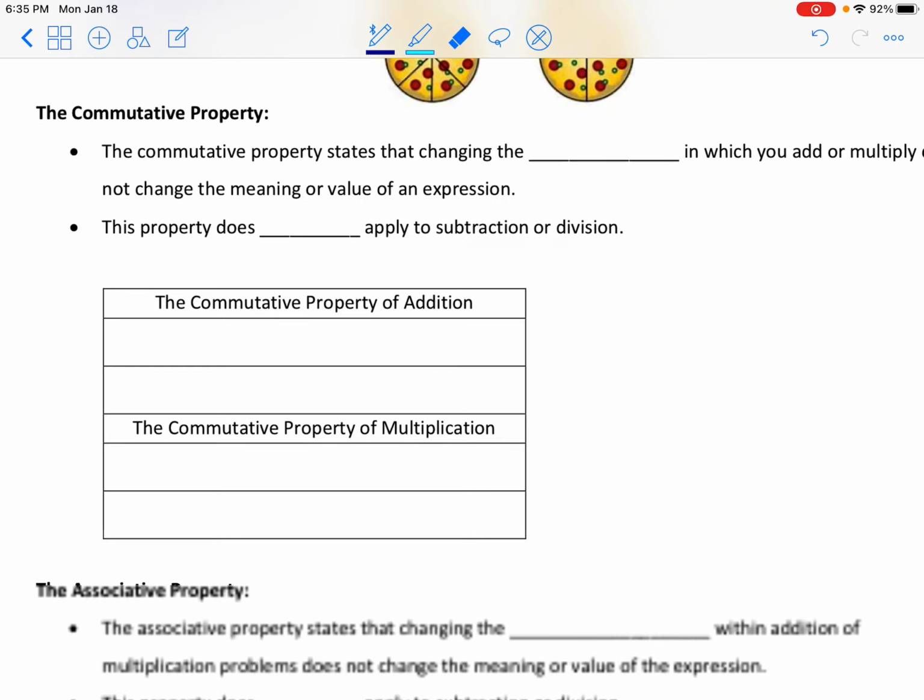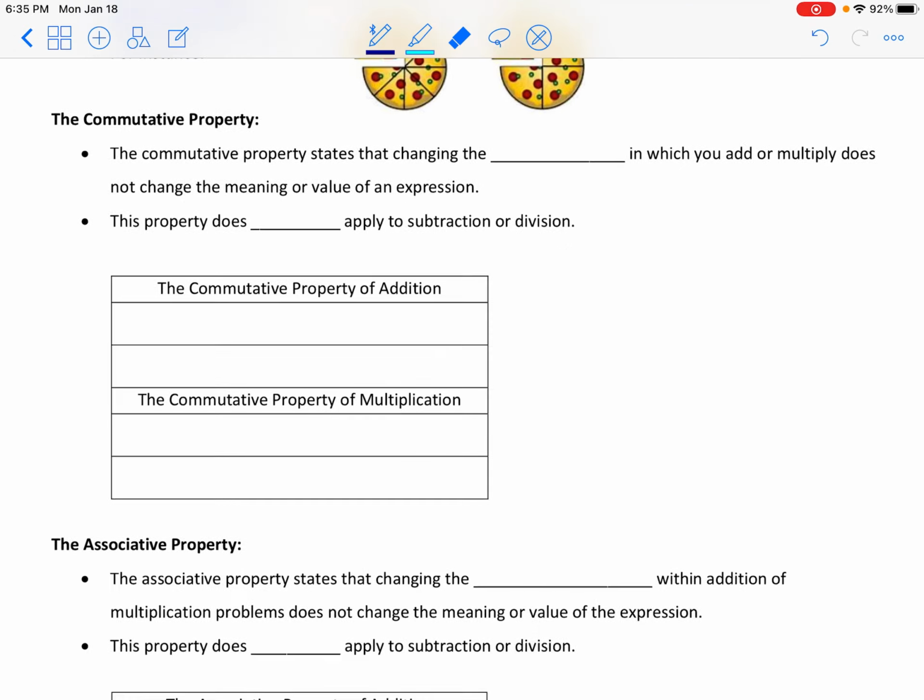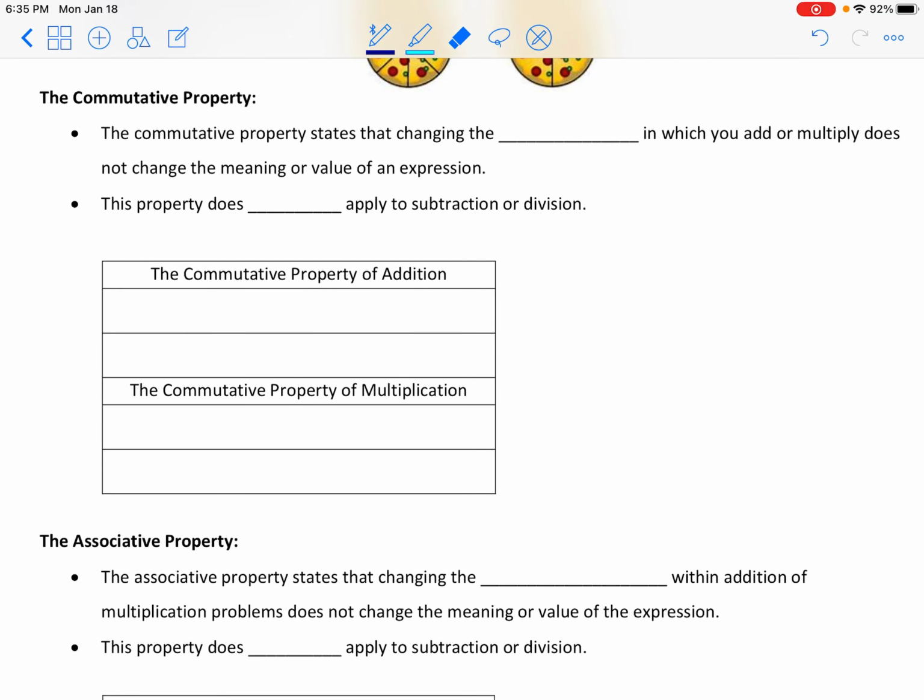So the first property we're going to talk about is one that is referenced quite a bit throughout math. Okay, so it's one that really you should try to imprint into your brain. The commutative property states that changing the order in which we add or multiply does not change the meaning or value of an expression. And this property does not apply to subtraction or division. It only applies to addition and multiplication.